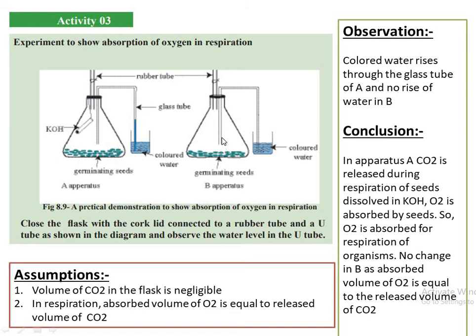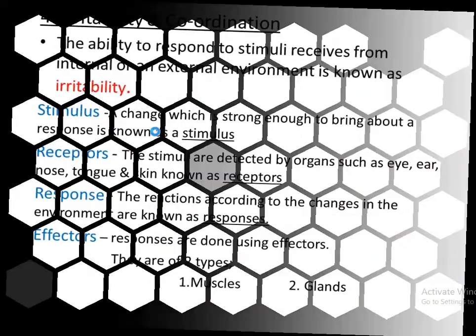But here there is no such thing because the CO2 released is equal to the O2 that's absorbed. So that's what happens here. Now in this we have to assume that the volume of carbon dioxide in the flask is negligible, and in respiration the absorbed volume of oxygen is equal to the released volume of carbon dioxide. And another important thing is, why did we use colored water? In order to get clear observation and readings. Okay, so that's basically it for that activity.